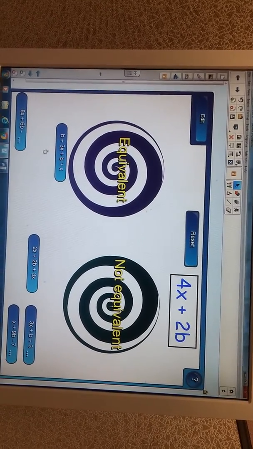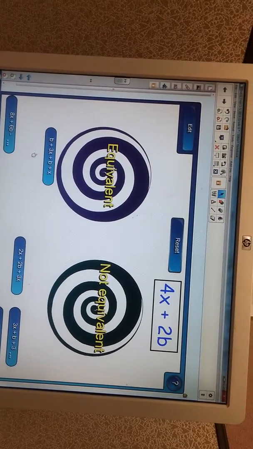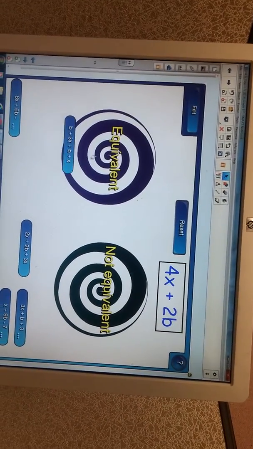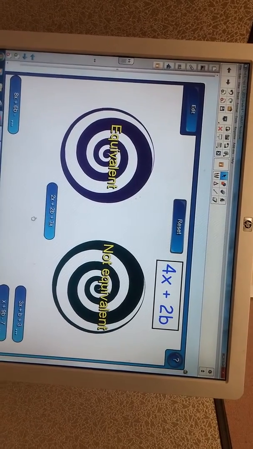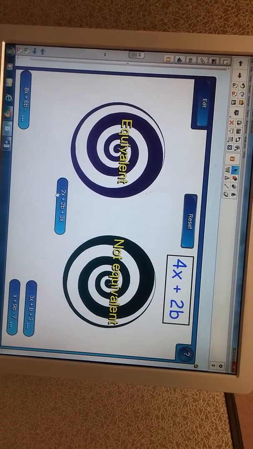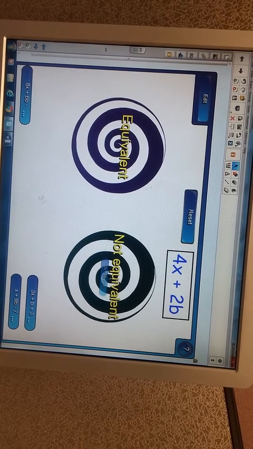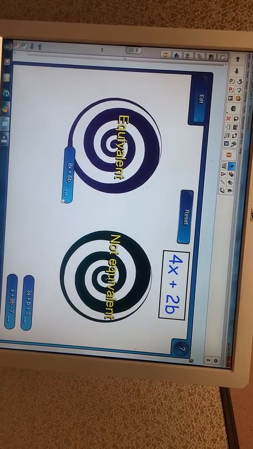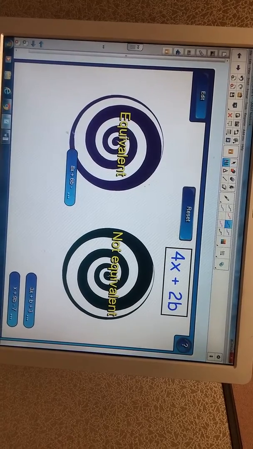Okay, when you combine your b's, 1b plus 1b is 2b, 3x plus 1x is 4x, so that is equivalent. The next one, 2x plus 2b plus 3x. Well, the 2b looks good, but 2x plus 3x is 5x, so that's not going to work for us. This one, I'm going to rewrite this one. You can copy it down and actually work this one out in your notebook.